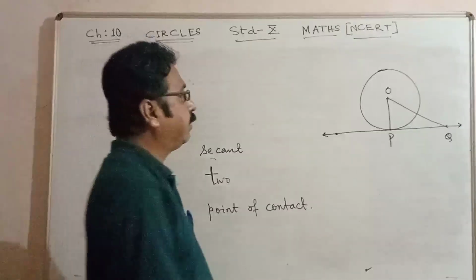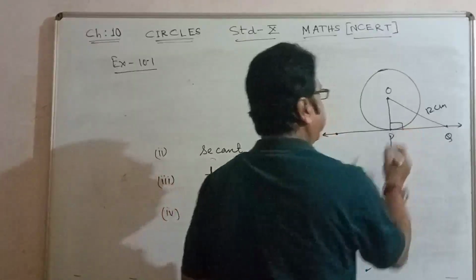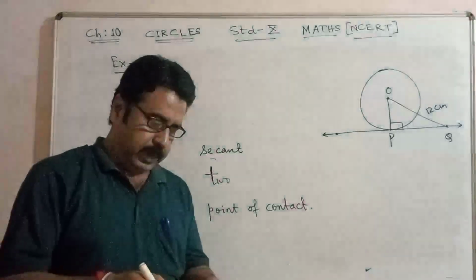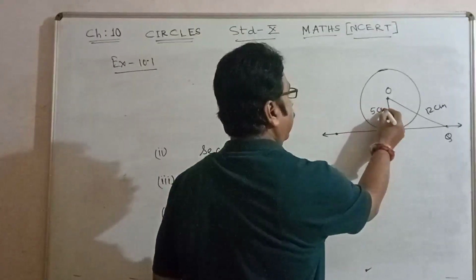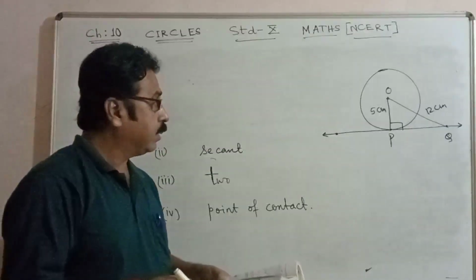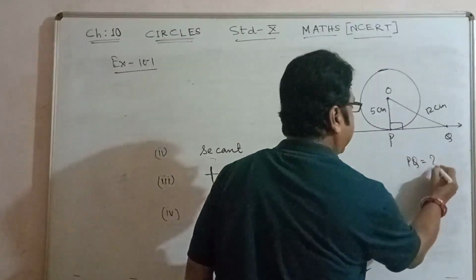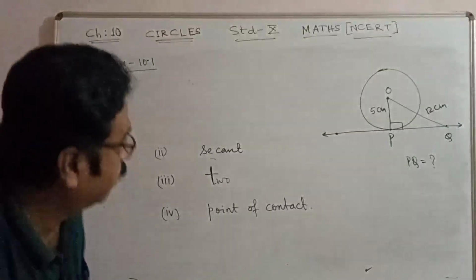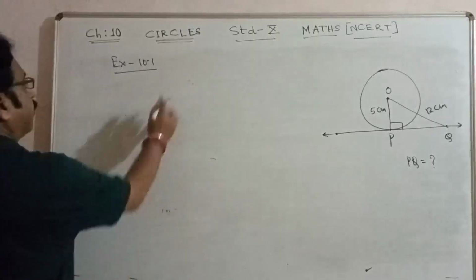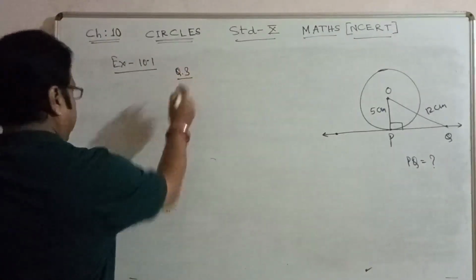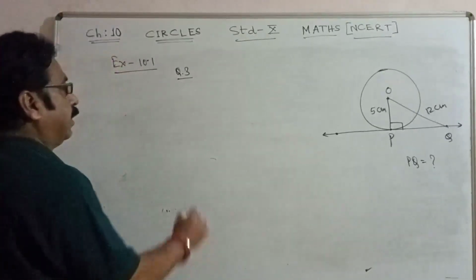OQ is given 12 cm. It is perpendicular. Radius is given 5 cm. This is 5 cm. We have to find the length PQ. That means PQ equals to how much? We have to find that. It is question number 3. Length PQ we have to find. Pythagoras theorem.